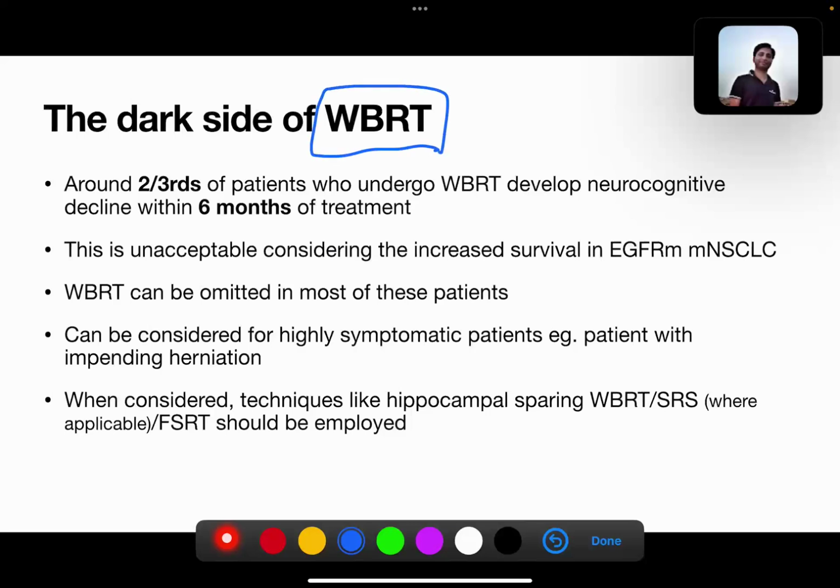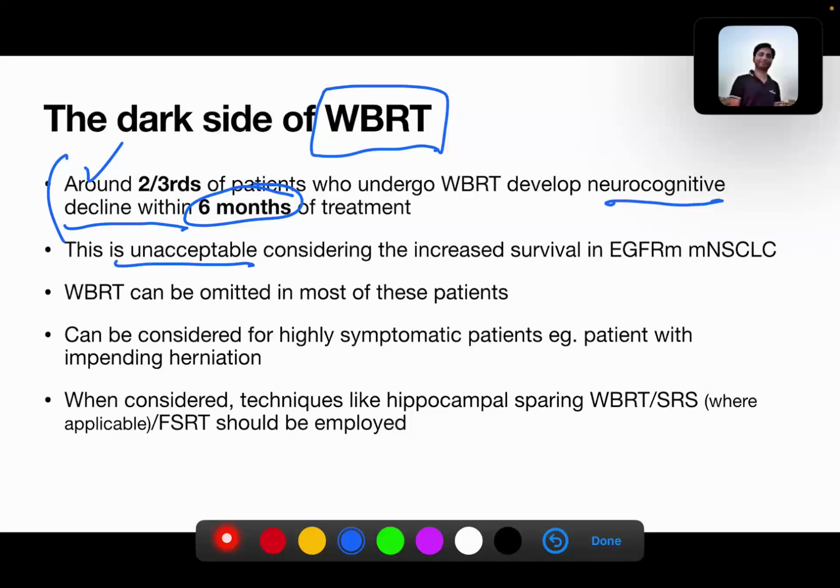Okay. So WBRT, you might not need it for patients who have asymptomatic brain mets or only mildly symptomatic brain mets. You can omit WBRT because of the excellent efficacy of third generation TKIs or third generation TKI based combination therapies. Okay. Also, WBRT can cause severe neurocognitive effects. We know that these patients are living longer nowadays with these newer agents. So you might see neurocognitive deficits in them. So that's why you should avoid WBRT, right? So this is unacceptable in this current era.